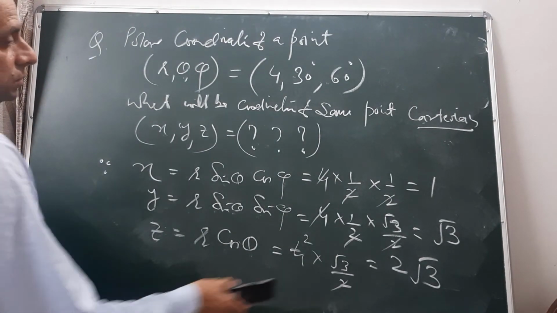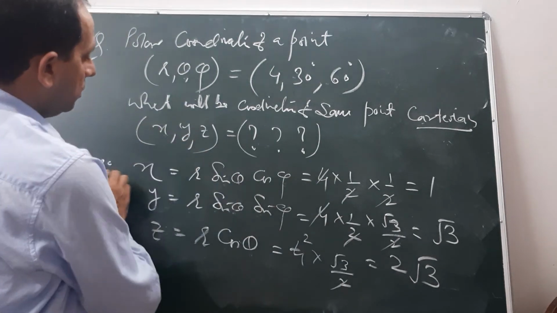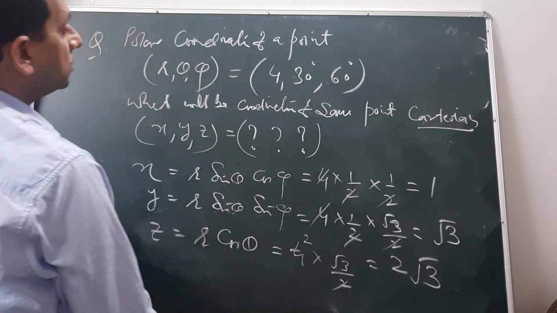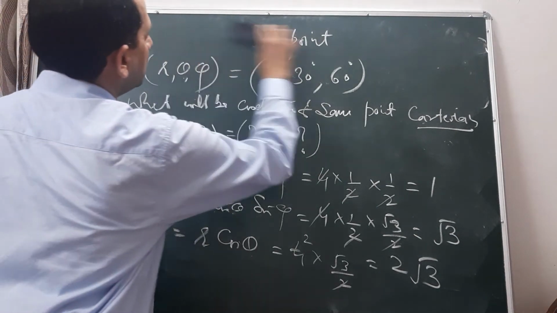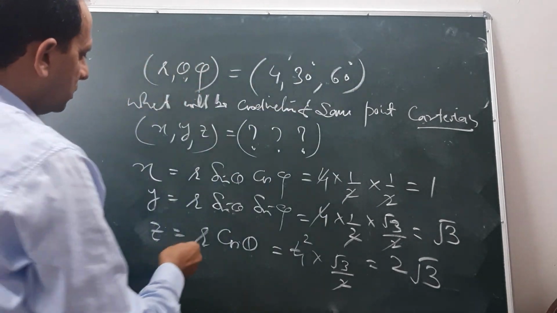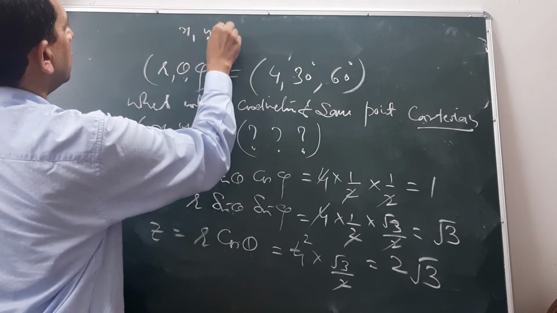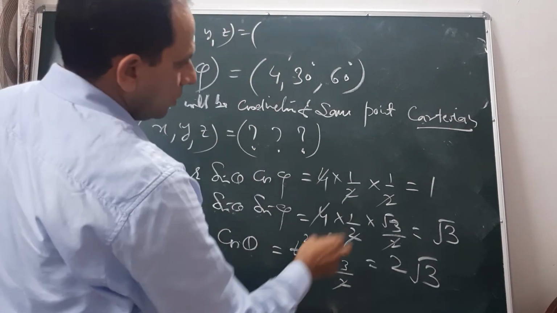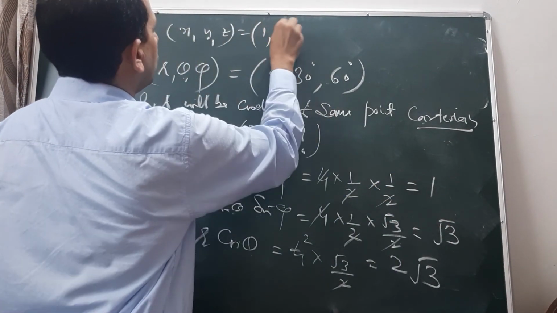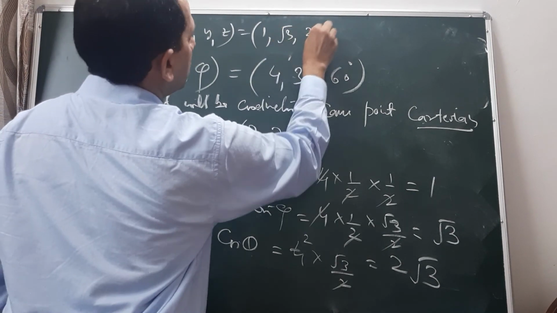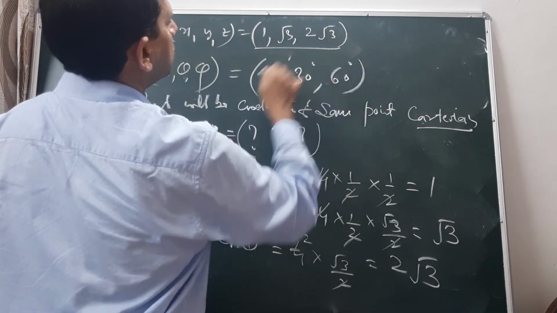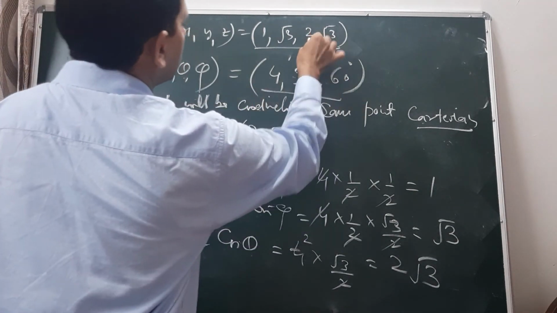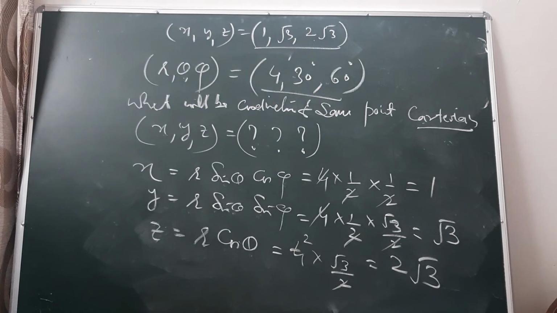So these are the coordinates of the same point in the Cartesian system. We can say that the values of x, y and z are 1, root 3, 2 root 3. These are the 3 coordinates in the Cartesian system, and these are the 3 coordinates in the spherical polar system. In this way we can do more problems on the basis of these formulae. So thank you very much.